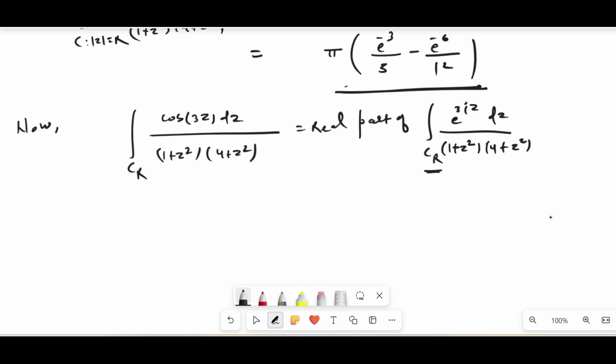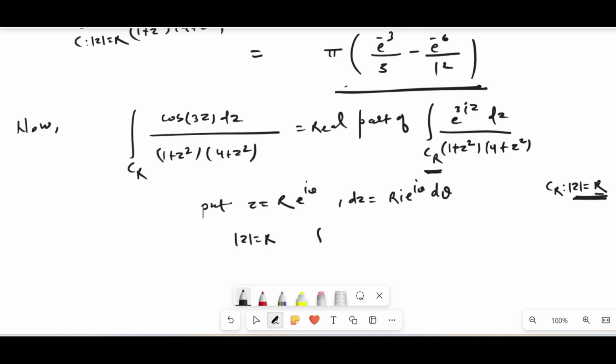So along the curve C, that is a half circle, we need to put z equal to r e to the power of i theta, because along the curve C of r, that is mod of z equal to r, the center is 0 and the radius is r. So dz is equal to r i e to the power of i theta d theta. Taking the modulus, mod of z is equal to r, and mod of dz is equal to r d theta. So this value will be required, we will put this value in the next integration.